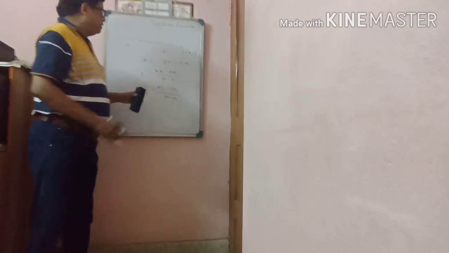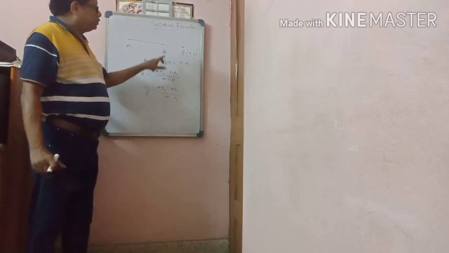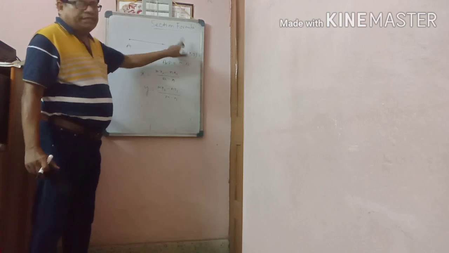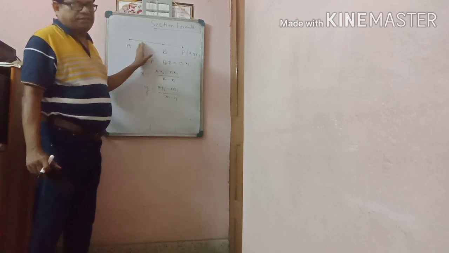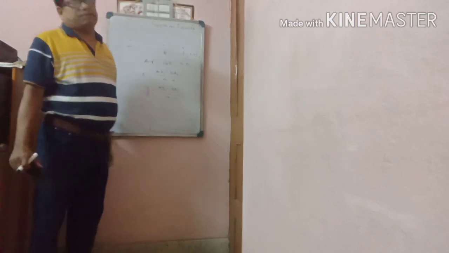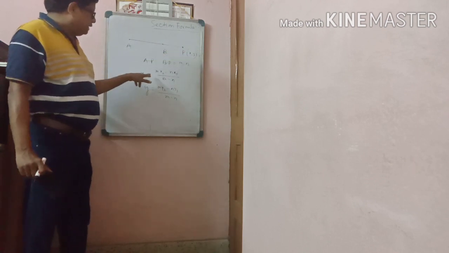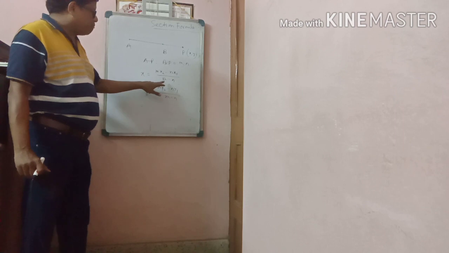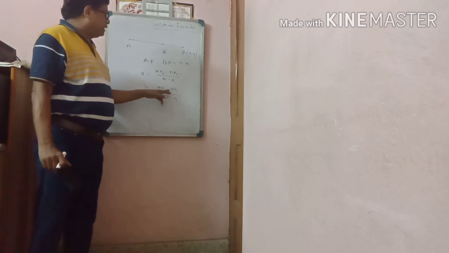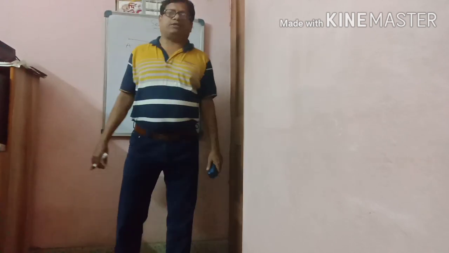See, here the sign will be negative only. So the point P is an external point, and the point P divides AB in the ratio m is to n externally. External division. The formula will be x equal to mx2 minus nx1 by m minus n, and y equal to my2 minus ny1 by m minus n. Here the sign will be negative only.